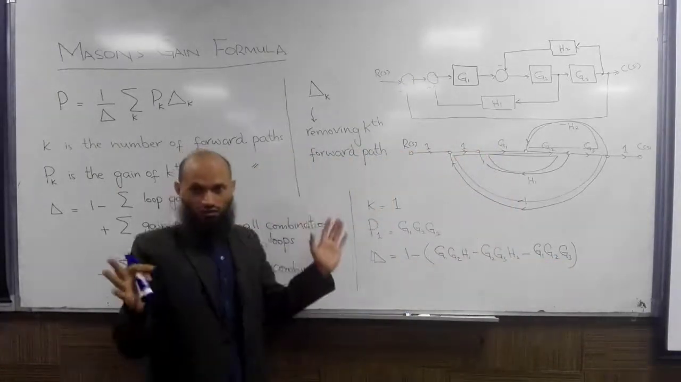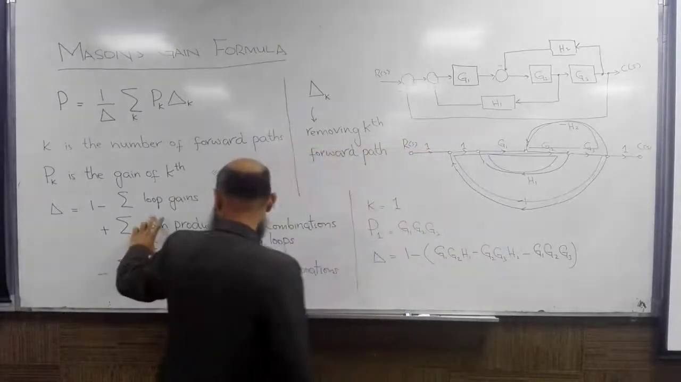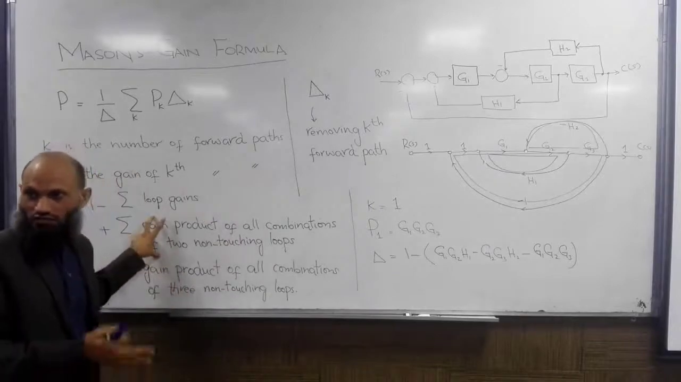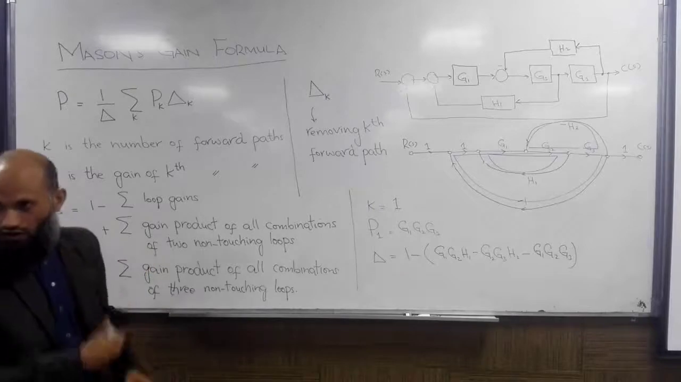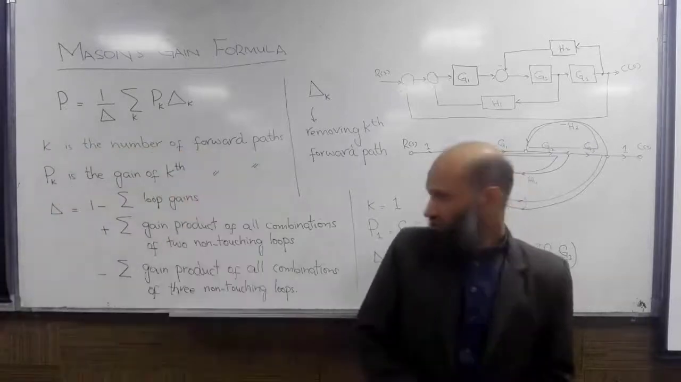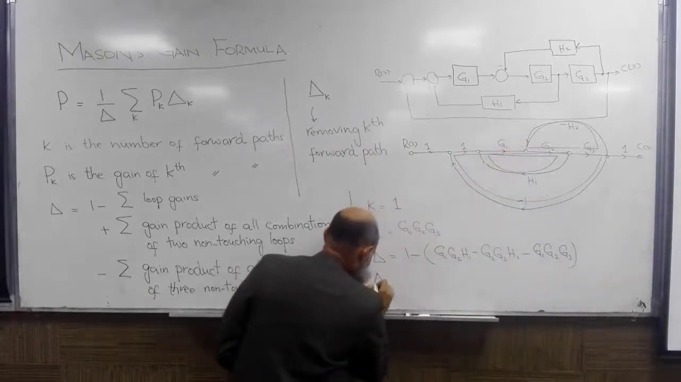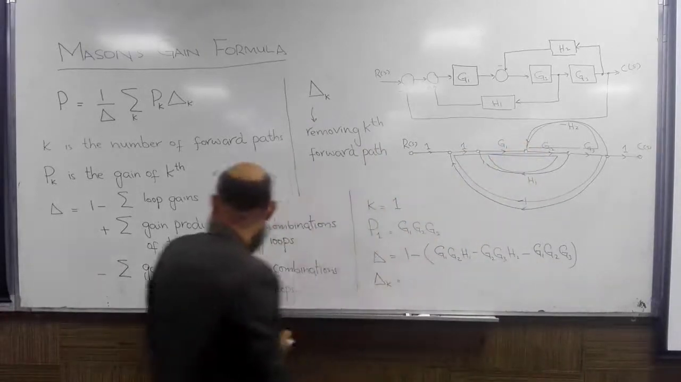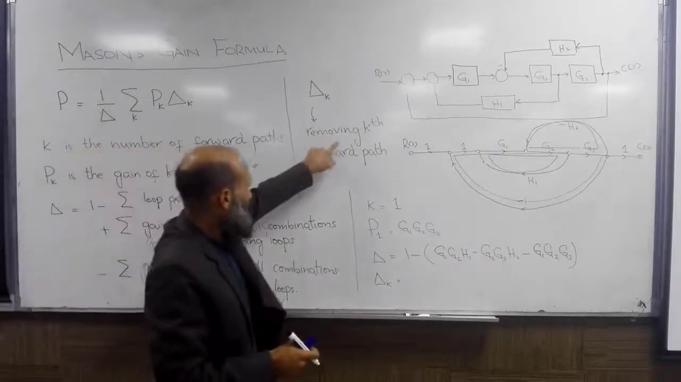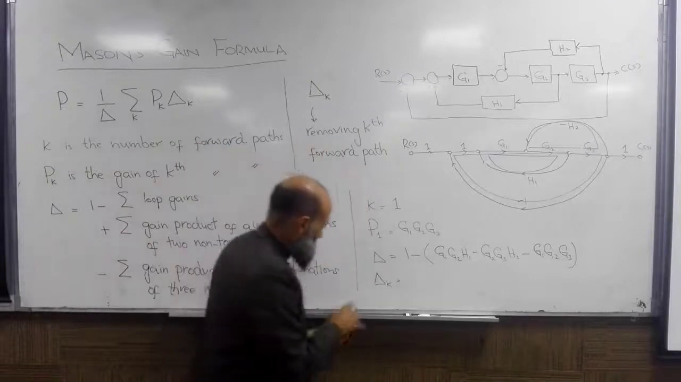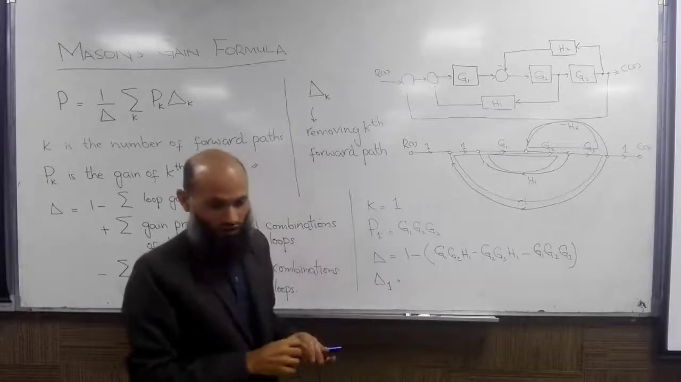If we had combination of 2 non-touching loops, then we would have this term as well. And if we had combination of 3 non-touching loops, then we would get this term as well, and so on. How to determine delta K? Delta K is obtained by the same relation by removing the kth forward path. That is, delta 1 will be determined by removing the first forward path.